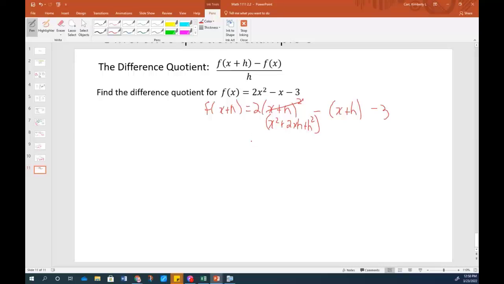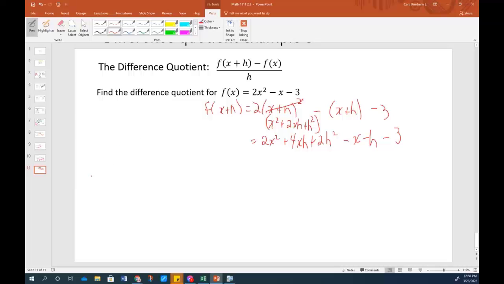So I'm just going to line that out and put that. And now let's distribute again. So we get 2x squared plus 4xh plus 2h squared minus x minus h, now I've distributed that negative, minus 3. And that is f of x plus h.